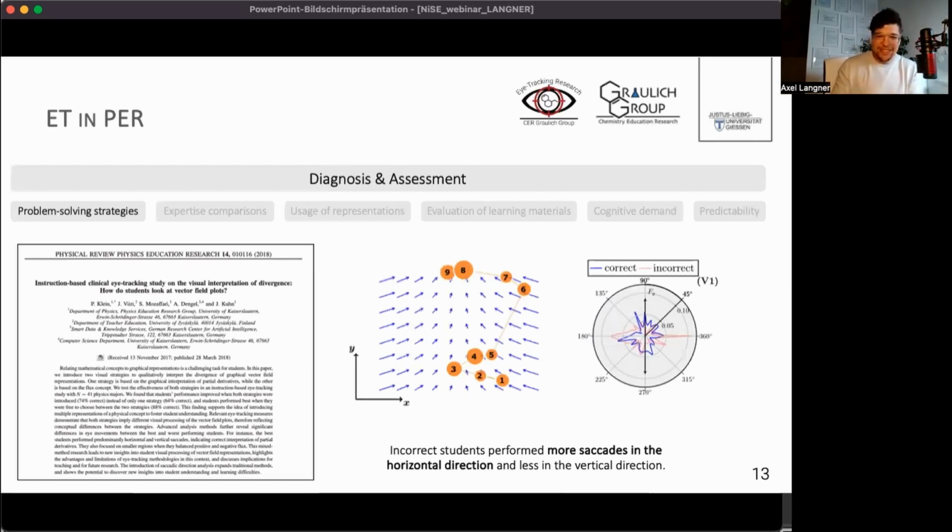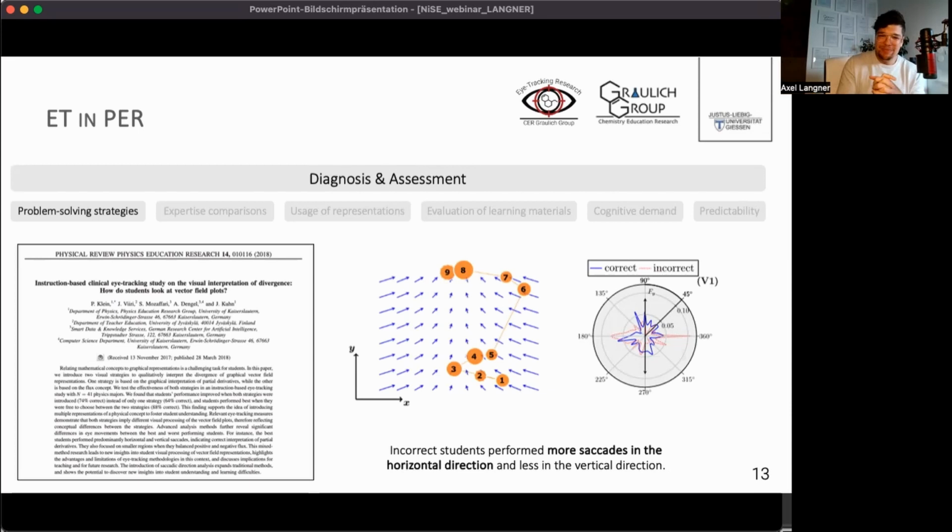The research group of Pascal Klein investigated how students look at vector field plots, and they analyzed the data. They did a lot of analysis in order to come to this conclusion. So I talked to him and he told me the story about this. What they did here is they tried to get different metrics and compared them for correct students and incorrect students, and they saw no difference. They were kind of okay, maybe there is no difference between those students in their gaze pattern.